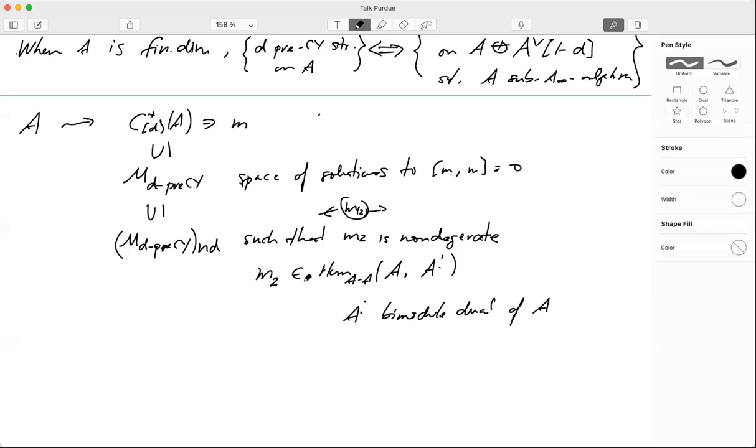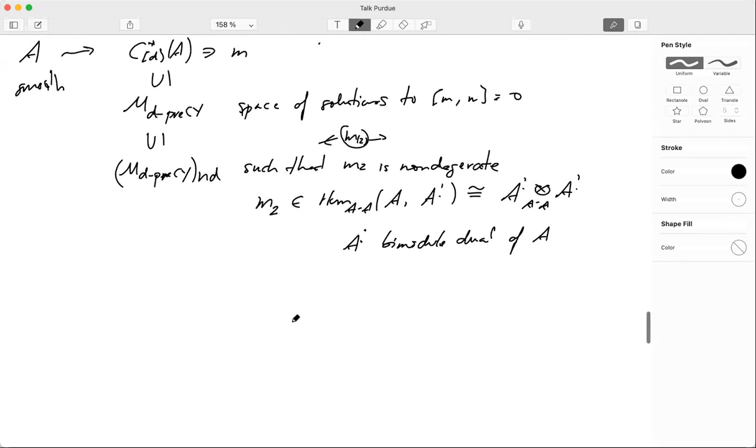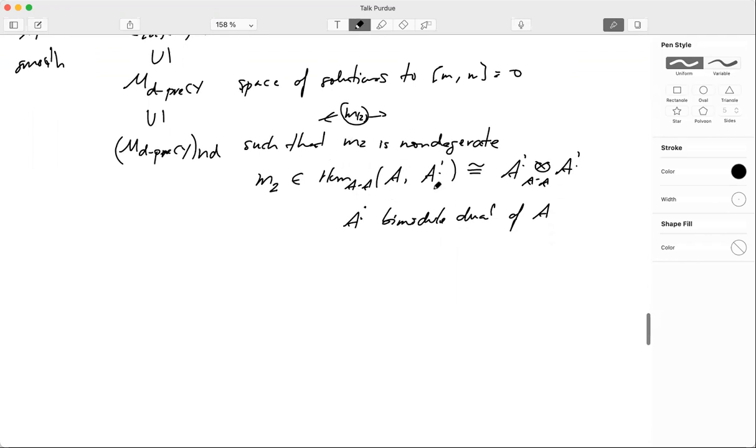You can think about it... so for these equalities, let's just say A is smooth. Yeah, so you can identify this with A dual tensor over A with A dual. But the non-degeneracy condition is easy to see if you express it in terms of the Hom bimodule. It just means the Hom is invertible.